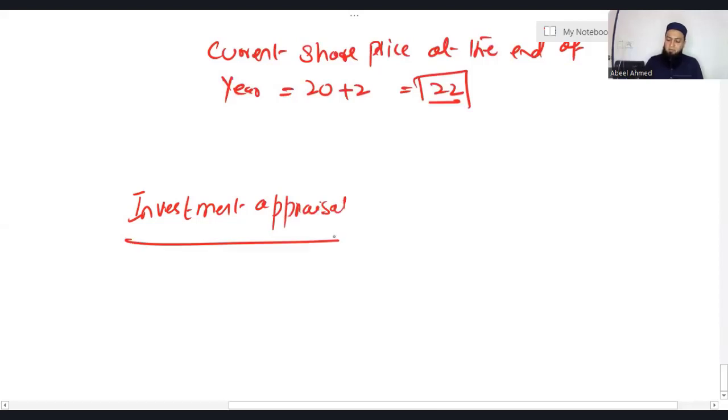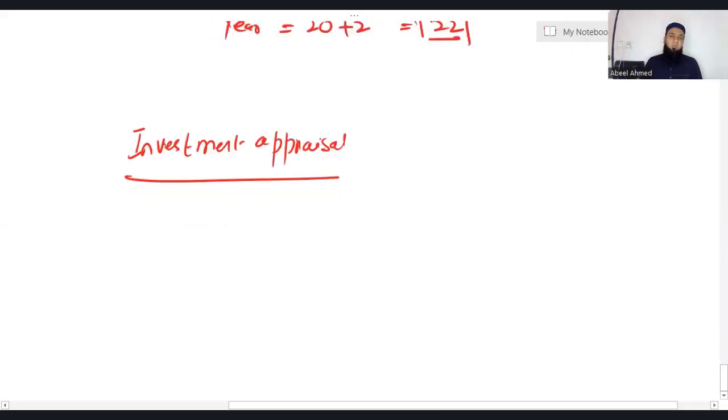Investment appraisal. First of all, before we start investment appraisal, let me write all the techniques, all the names of the topics which we are going to cover in this investment appraisal topic, because otherwise the misconception is that most students think that just NPV and IRR are investment appraisal. This is not the case. Basically, how many topics do we have in investment appraisal?